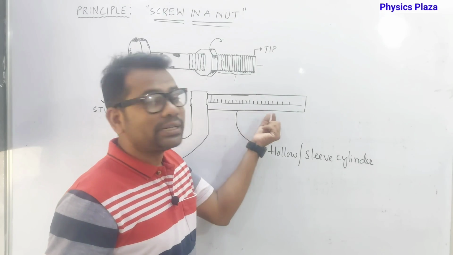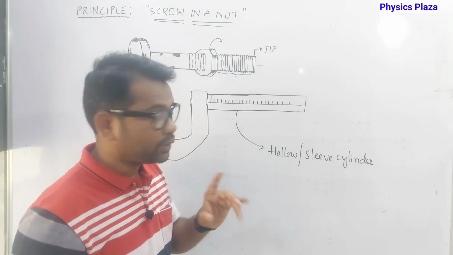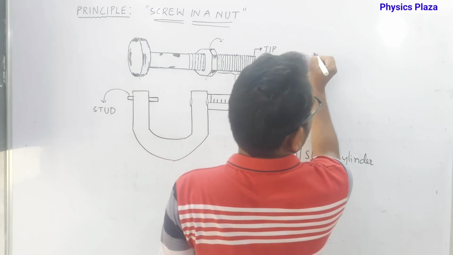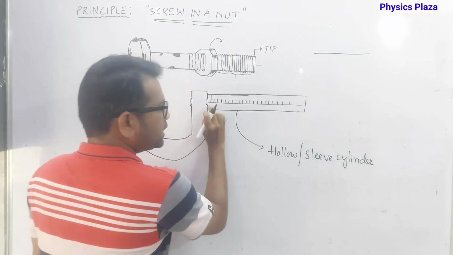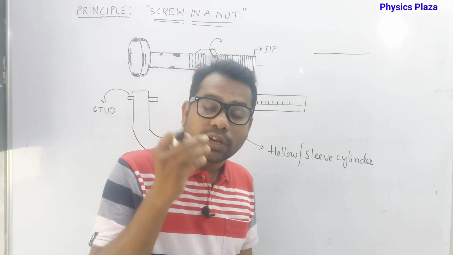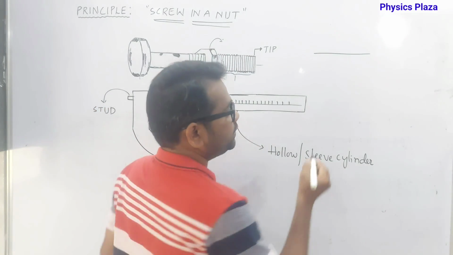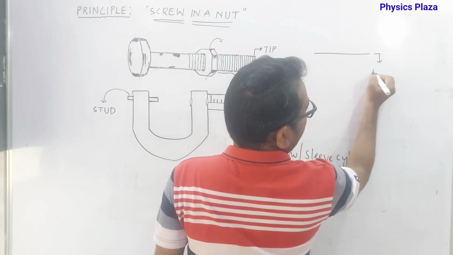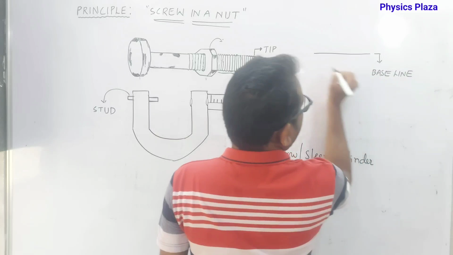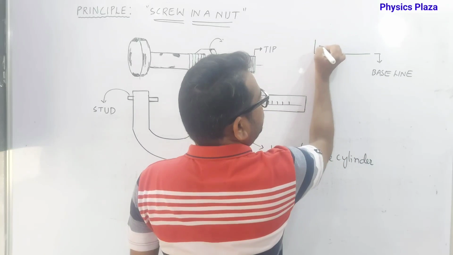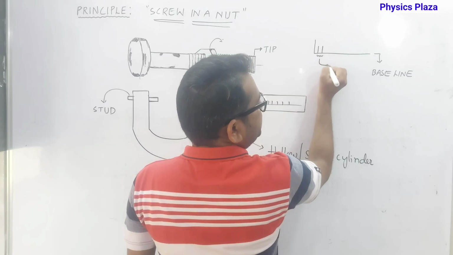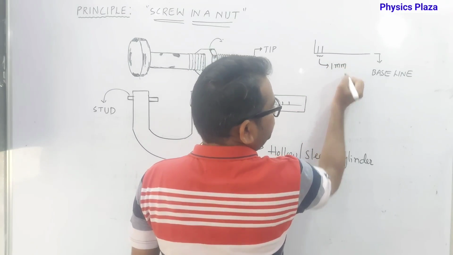The distance between each division, again I am telling you children, it's very important, is equal to 1 millimeter. This line, which is made on the surface of the sleeve cylinder, we are going to call it a baseline. This is the baseline, and divisions are made on it. The distance between each division is equal to 1 millimeter.